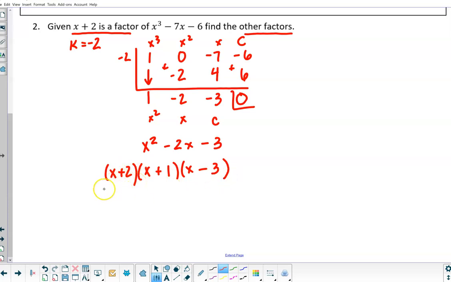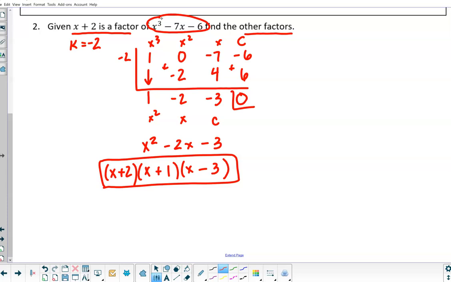Now, these are all of my factors, so they want us to give the answer as it said, find the other factors, so that would be the x plus 1 and the x minus 3. It doesn't want us to go any further. It doesn't say find the zeros. It just says find what the factors are. If I were to multiply these factors out, I should get the original dividend. So that would be a way to check your answer.